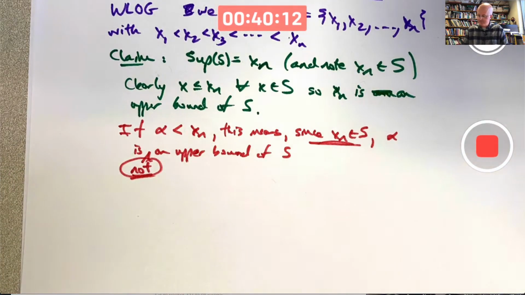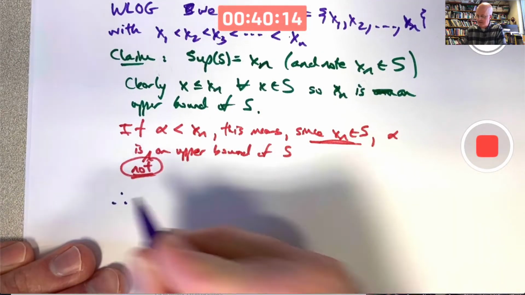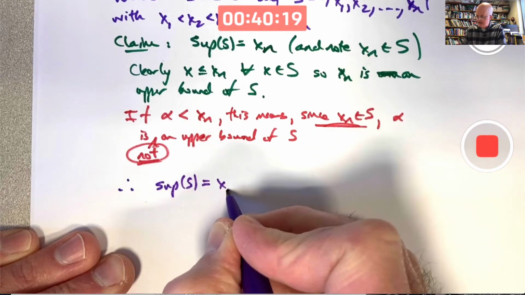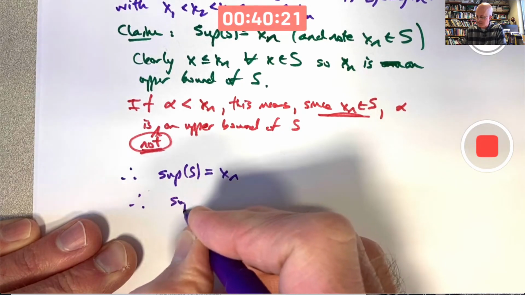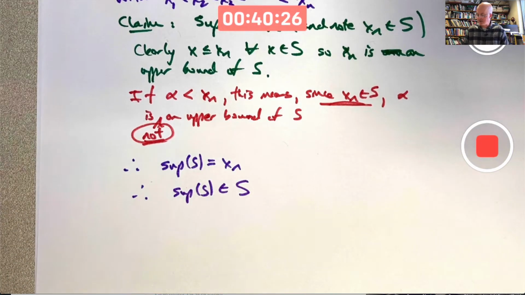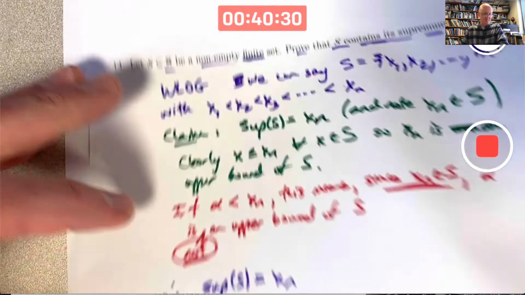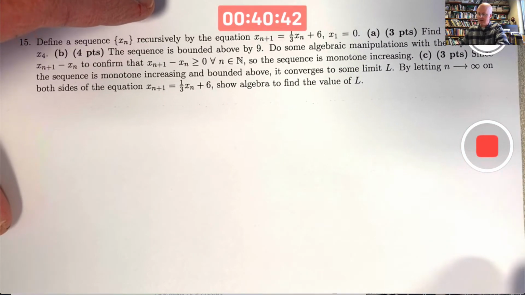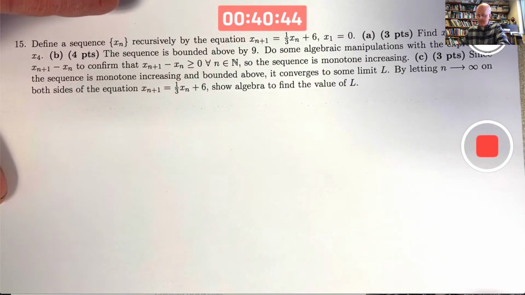Therefore, we've proven the claim: the sup of S is xn, therefore the sup of S is an element of S. So finite sets contain their sups and they also contain their infs. I guess I'm writing more sentences than I thought I would here, but outlines of arguments are going to be fine wherever I do them here.